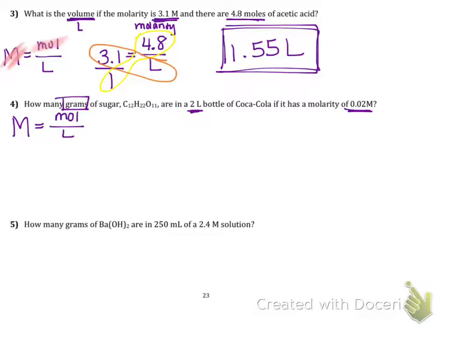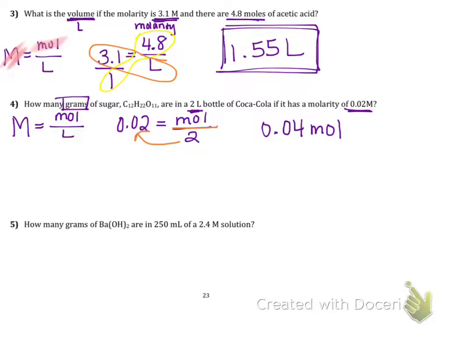I'm going to plug in what I know. So I have a molarity that is 0.02 equals moles over 2. Okay, so I need to move the 2 to the other side, right, by doing the opposite. So right now it's dividing, so I'm going to multiply. I'm going to multiply on both sides, and I'm going to get that it is 0.04 moles.